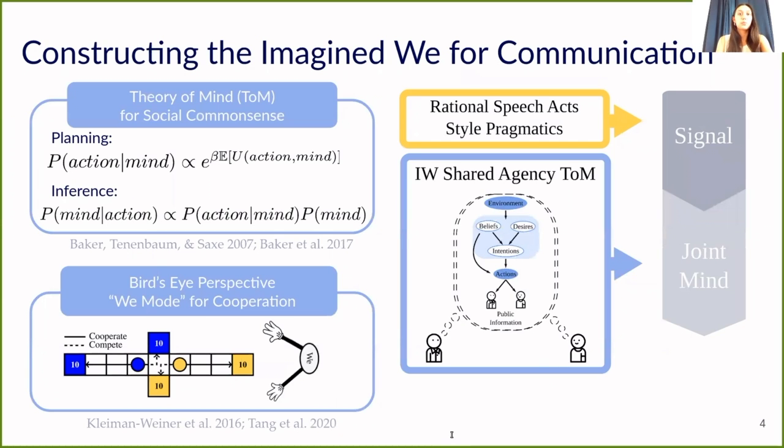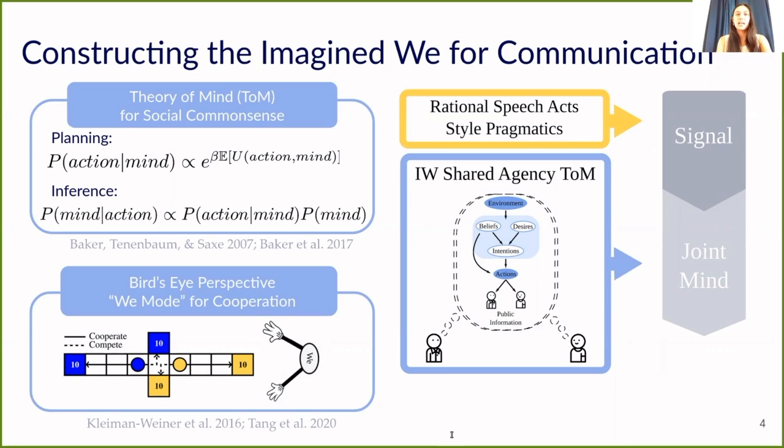We can do this through the mind. Theory of mind is a model of social common sense, and it predicts that we act rationally according to our underlying mental states. By observing others' actions, we can make Bayesian inferences about their hidden mind. However, we're interested in starting from a cooperative standpoint. So the mind we want to model is not individual, but shared.